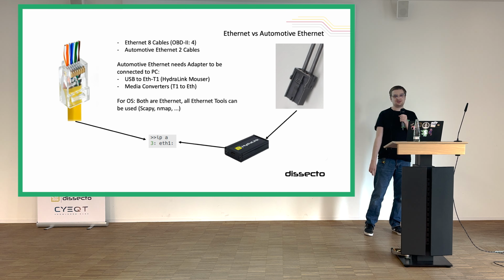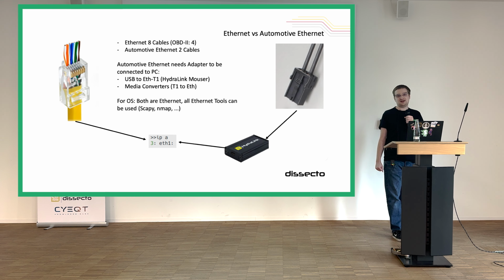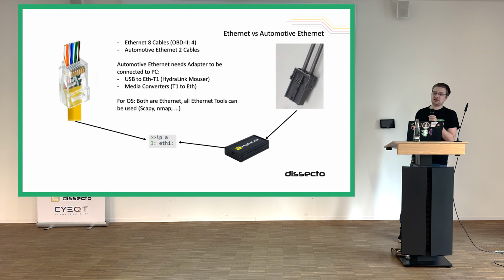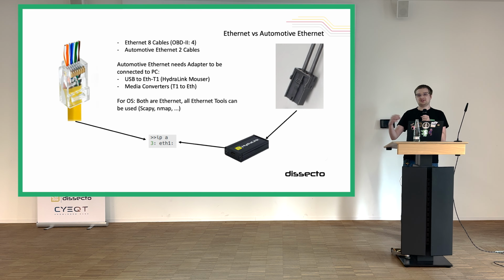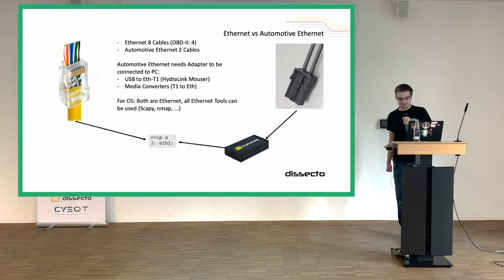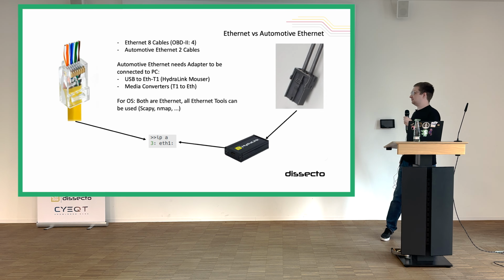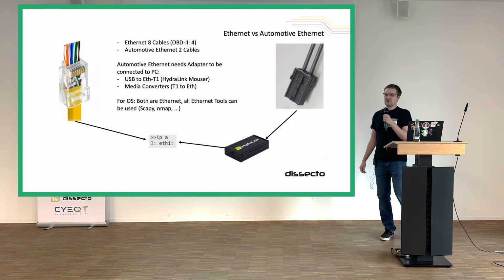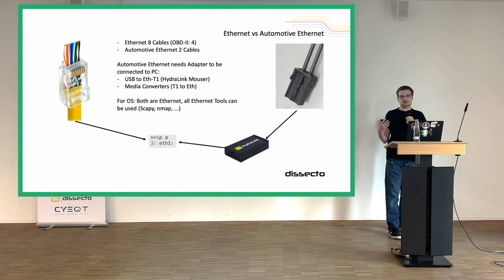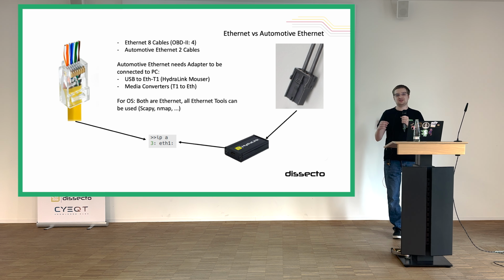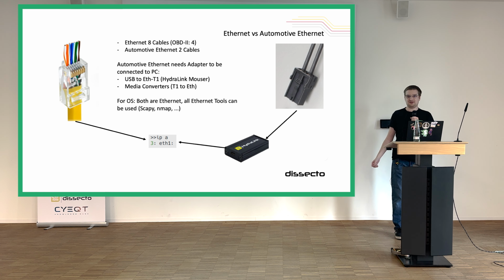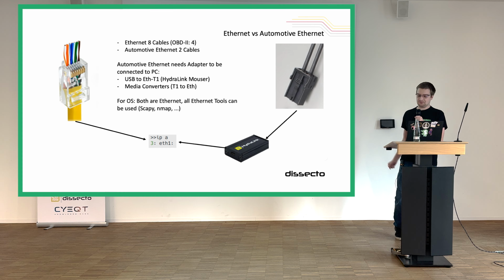There are basically 2 possibilities of how to do that. We can use a USB to automotive Ethernet stick, which directly fits in the USB port of a PC, and the twisted pair comes out on the other side. One example is our developed Hydrolink. The other possibility would be to use a media converter, so it's an external box. Automotive Ethernet goes in, Ethernet comes out, and then we can connect to our PC.